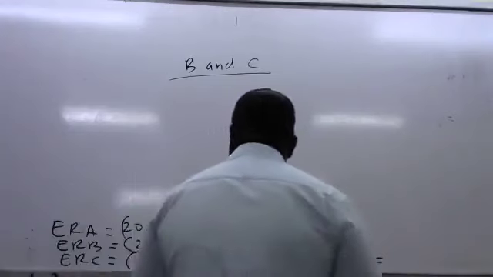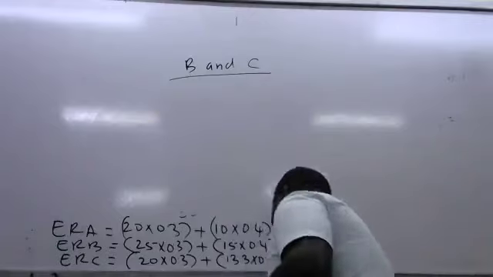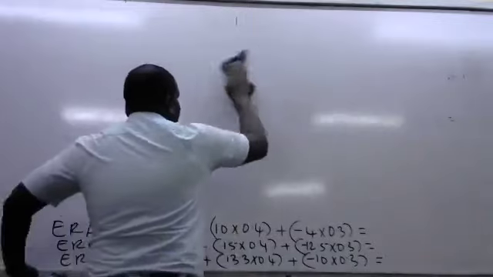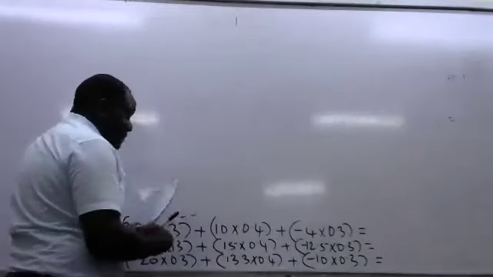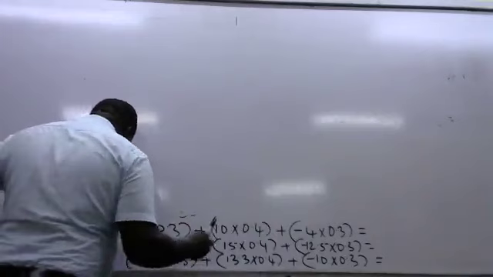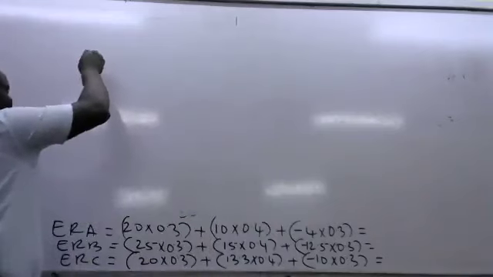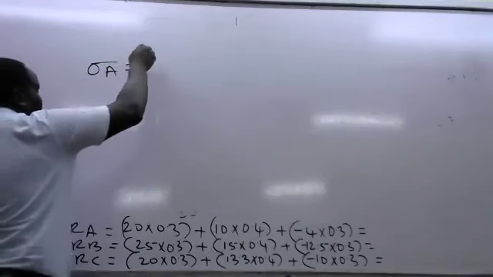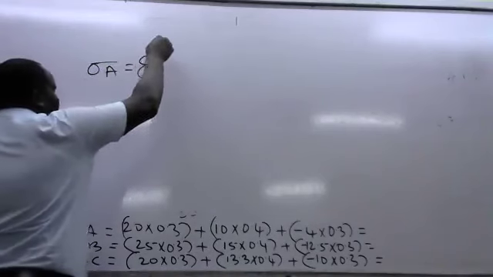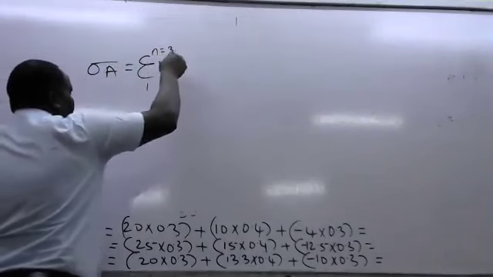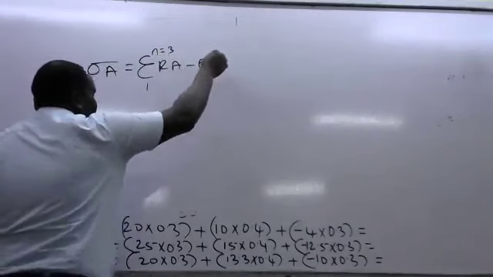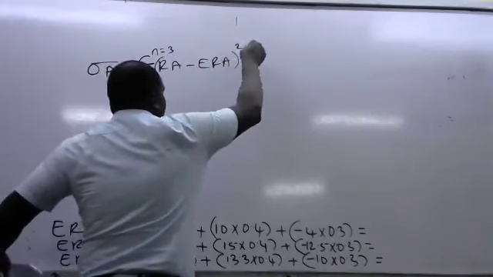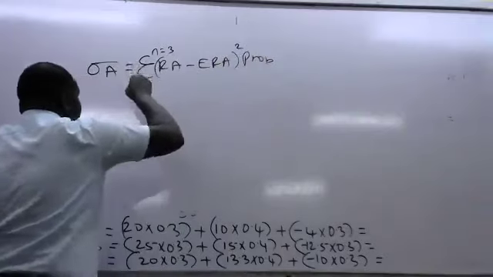So we start by calculating the standard deviation for A. We get the summation from the first observation, so each one has 3 of them. Return for A minus expected return for A. Remember, you are supposed to square and multiply by the probability.